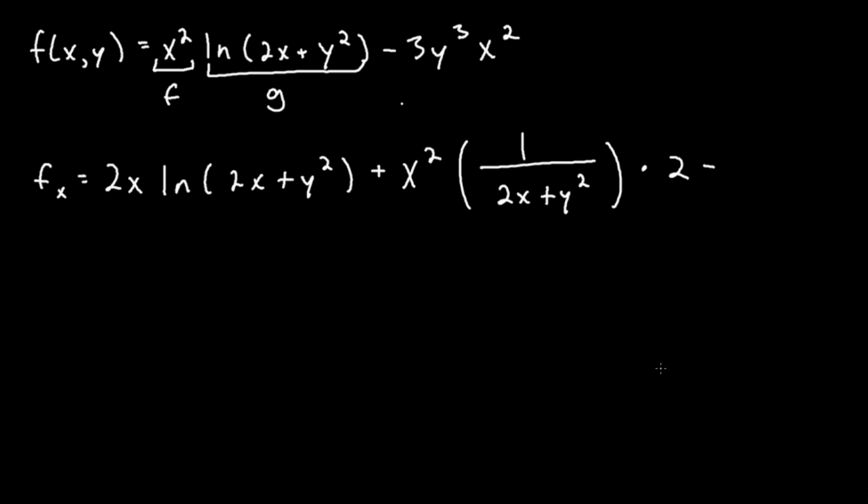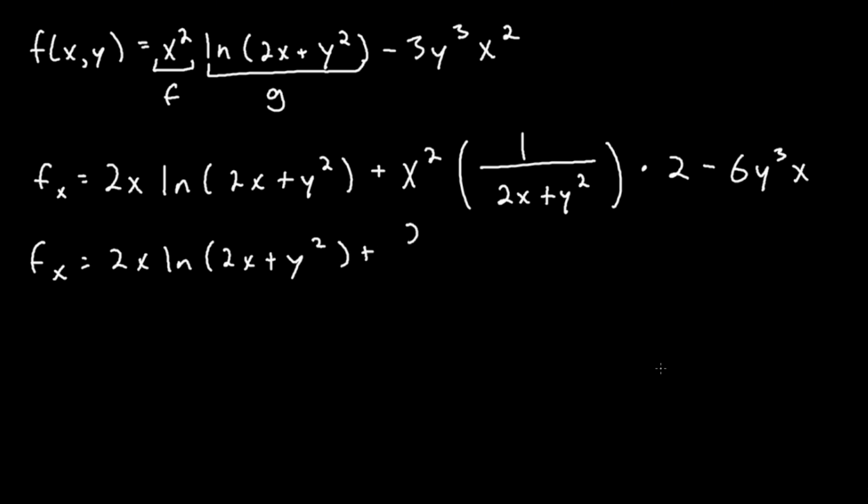So if I were to simplify this entire thing, let's actually solve for the rest of it and solve for this term first. But if we solve for the last term, of course, this is still an x partial, so y is treated as a constant, so all we need to do is power rule the x. So we have 6, so we brought down the 2, multiplied by the 3 to get 6y cubed times x. Alright, simplify everything for you guys. This is 2x natural logarithm of 2x plus y squared plus 2x squared over 2x plus y squared minus 6y to the power of 3 times x.